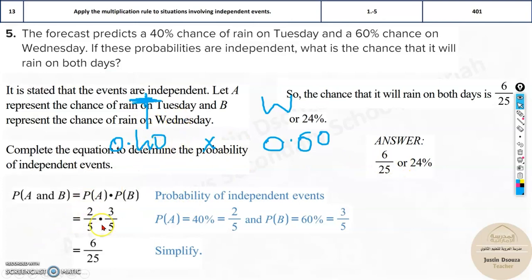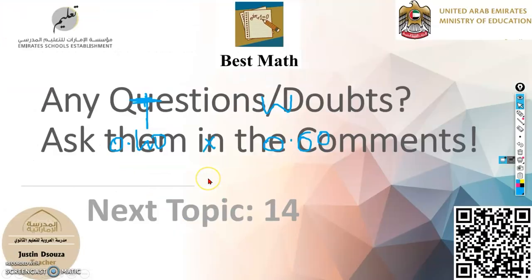What they have done is 40% is 2 by 5, 60% means 3 by 5. They have written in fractions and multiplied, but the answer will be the same. You multiply directly. Why do you want to do extra steps? If you understand the concept, it's more than enough. And you will have 4 options, so easily choose the correct answer.